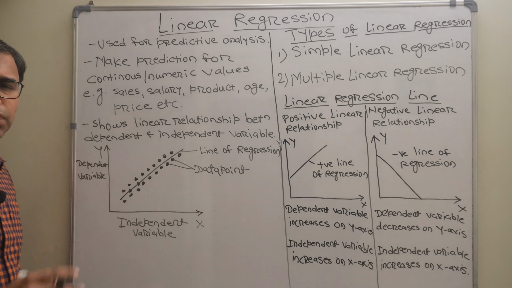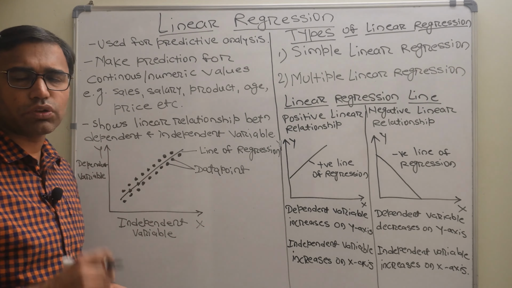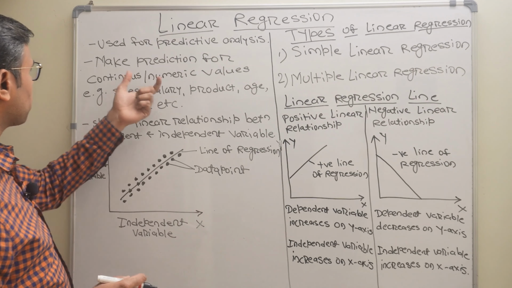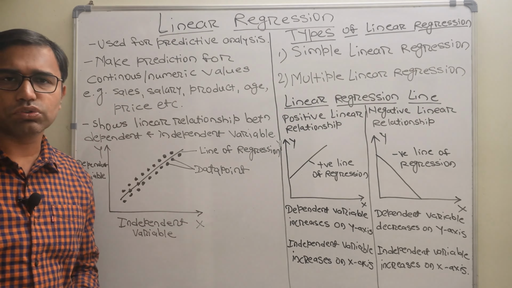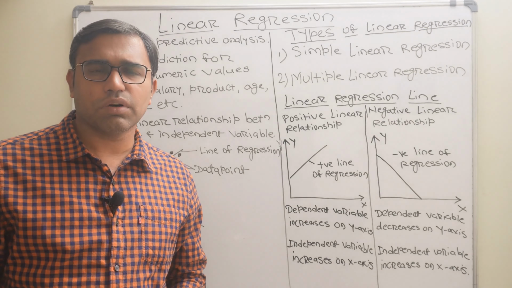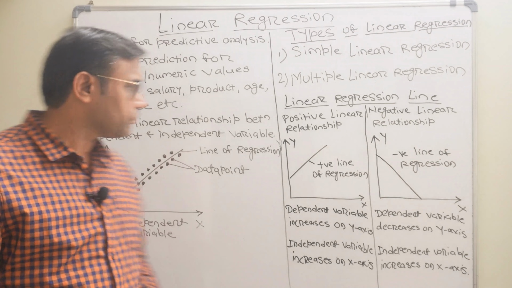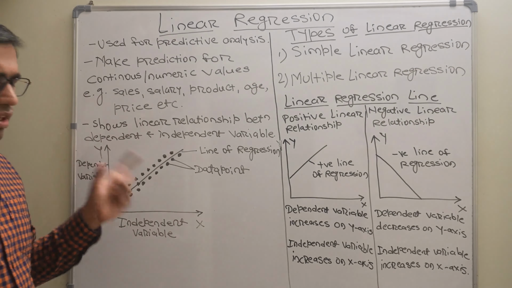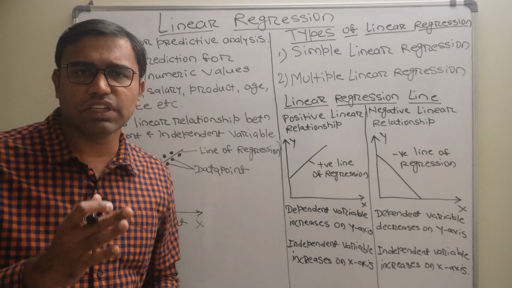So what is the purpose of linear regression? The purpose is for predictive analysis. You can predict the future through past data. Make prediction for continuous and numeric values. So the value should be continuous or numeric. It is a little bit difficult for textual data. So it shows the linear relationship between dependent and independent variable. That is the main purpose of linear regression.